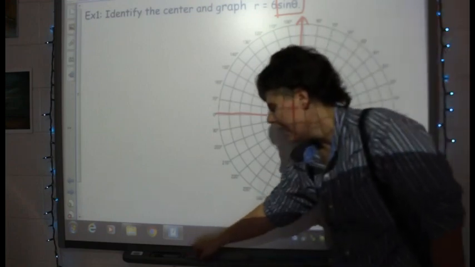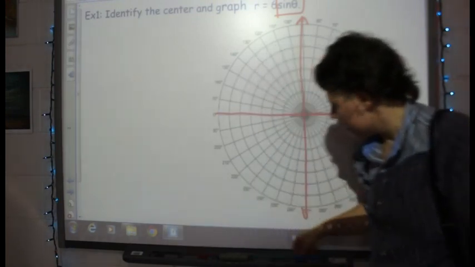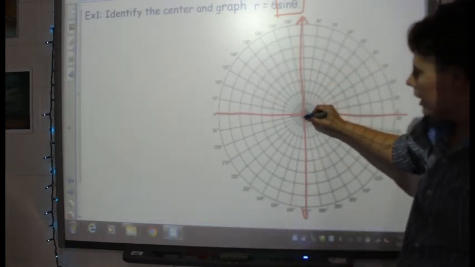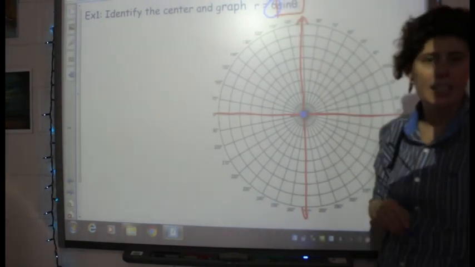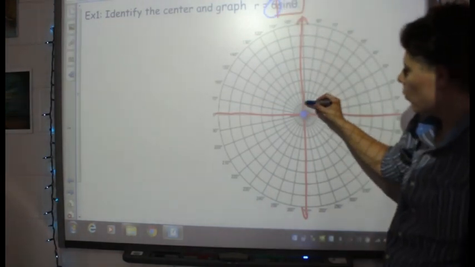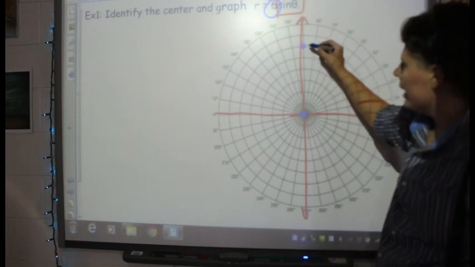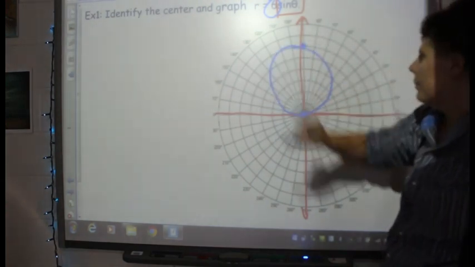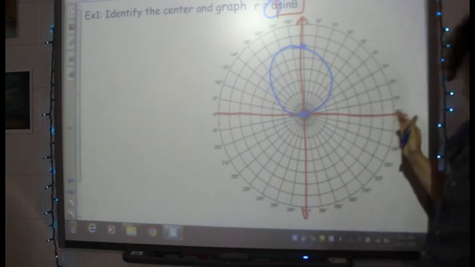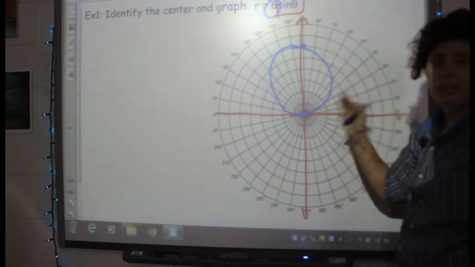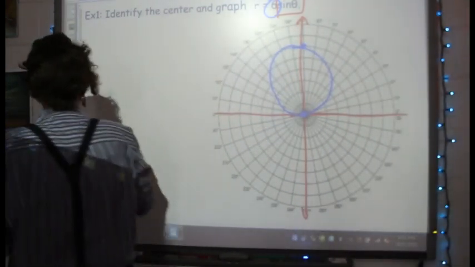Alright, so it is a positive sine. So for positive sine, that means I'm going to start at the pole and put a dot. And because the diameter is 6, I'm going to count up 1, 2, 3, 4, 5, 6 and put a dot. And then I'm going to try my very best to make a circle. And I know it is very hard to draw a circle on these kinds of graphs. Just try your best here. There is my circle.